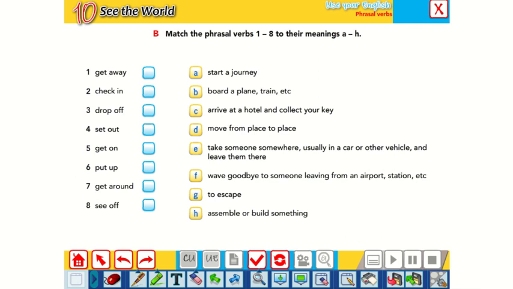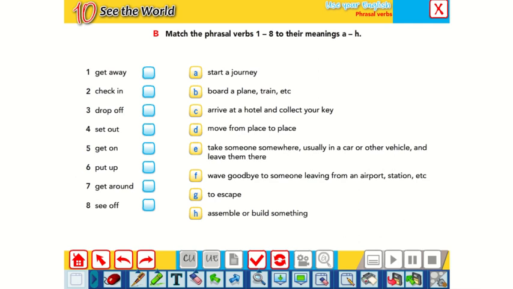So first, let's read the phrasal verbs and their definitions. Then I'm going to give you a few minutes to do this exercise alone. You can pause the video after we read them together and try to do them alone, then come back to check your answers with me. So first, let's read them together. The first one, get away. 2, check in. 3, drop off. 4, sit out. 5, get on. 6, put up. 7, get around. 8, see off. Let's read the definitions.